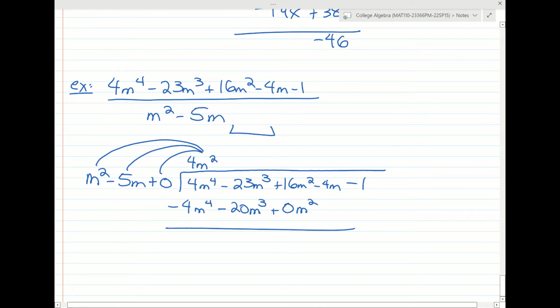But you have to subtract them. That's where most people run into trouble, is they forget to subtract. So these will cancel. Negative 23 plus 20 is negative 3m to the third plus 16m squared minus 4m.